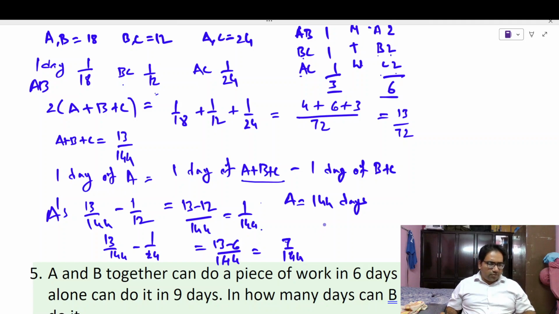Somewhere around 20.5 days. So we will do around 7 to 20.5 days. Similarly, you can check for C also.